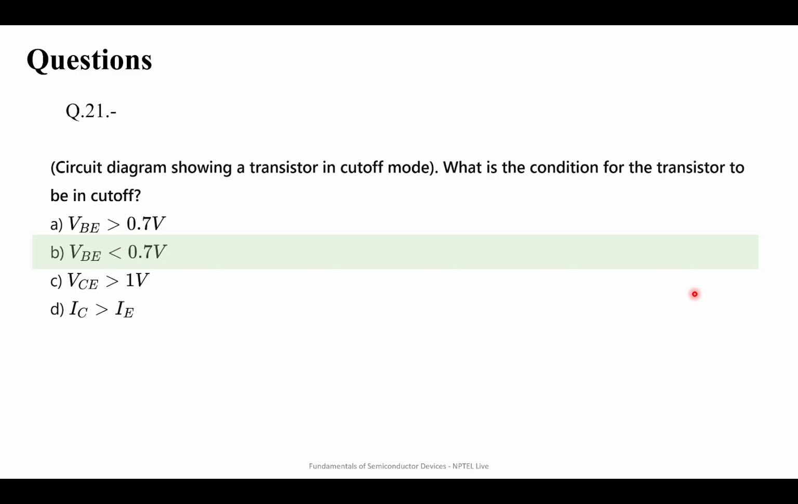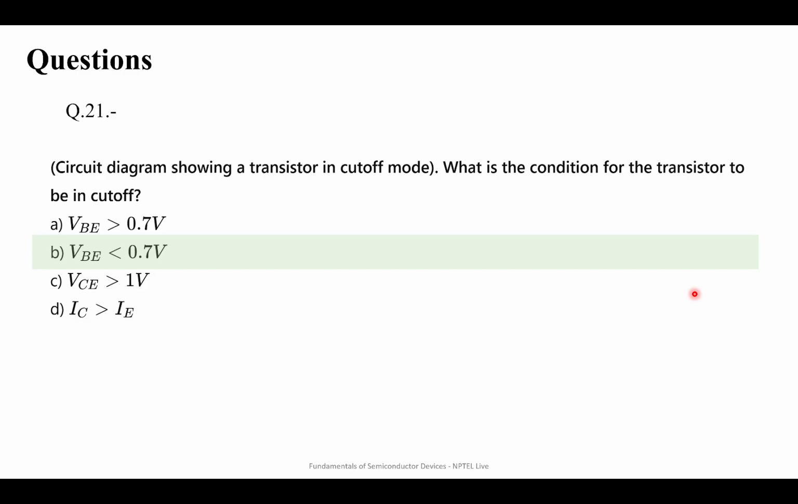Sir, please repeat again, sir. So if you remember from your previous classes, in silicon PN diodes, your knee voltage where your diode starts conducting is 0.7 volts. Since your base emitter is a PN junction, and here we are talking about silicon devices, for a silicon PN junction, your knee voltage is 0.7 volts. So below 0.7 volts, you won't have any conduction.